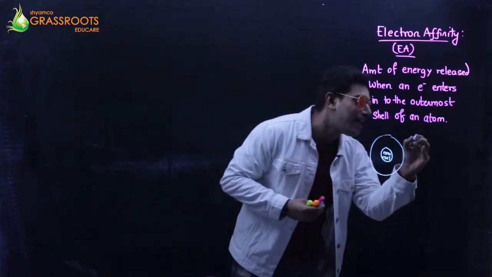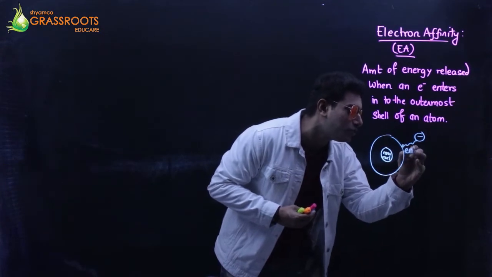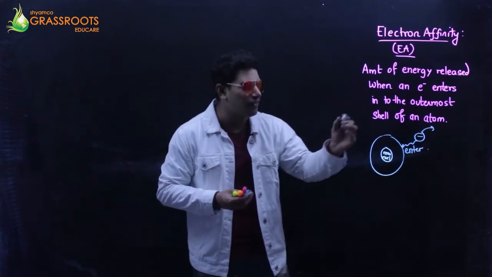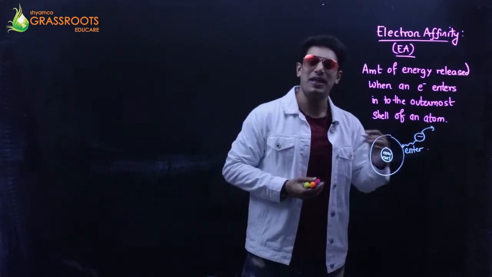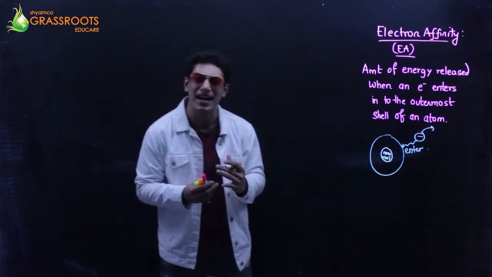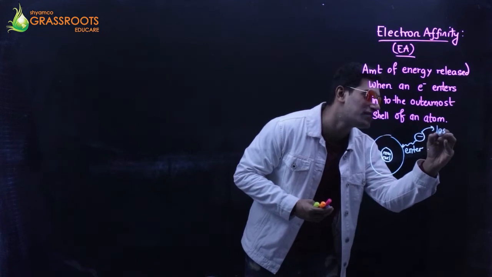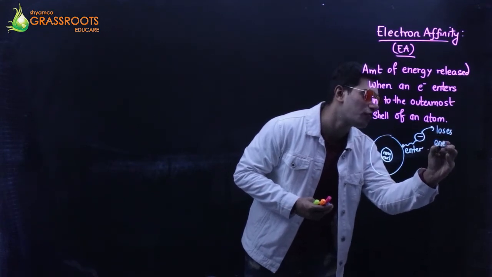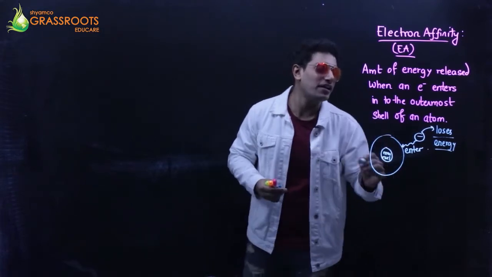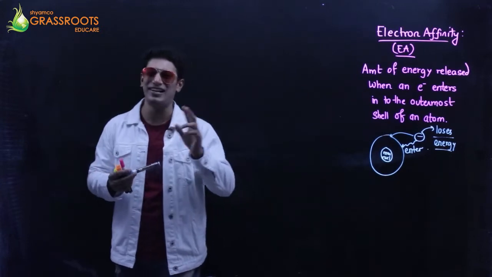So now an electron comes and enters into the orbit. He needs to give away, leave that greediness, the factor which he had taken. So I will say it loses. There is a loss of energy. There is a loss of chocolate. And finally, the electron can enter into the outermost shell. So you can correlate it that way.